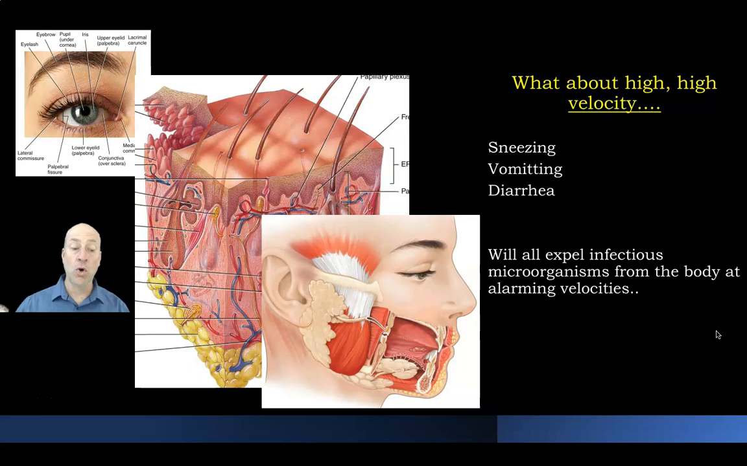And what if you want to go super high velocity? Well, sneezing, 200 miles an hour, vomiting, diarrhea. Those are high output velocities. And with all three of those, you will be violently expelling infectious microorganisms out of your body, right? Out of your body, which is why transmission of infectious organisms through sneezing, obviously respiratory, obviously COVID, and then norovirus, intestinal viruses through vomiting and diarrhea are very, very common too, right?